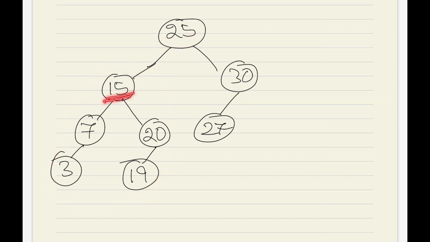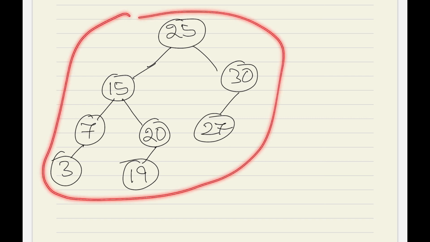Now compare 15. It has some left subtree and some right subtree. All the values that are less than 15 are in the left subtree, so come to the left subtree. Now 7. 7 has a left subtree, no right subtree. So move to the left subtree, because the left subtree values are less than the root. Now 3. 3 has no right subtree and also no left subtree. So we can say 3 is the minimum in this binary search tree.